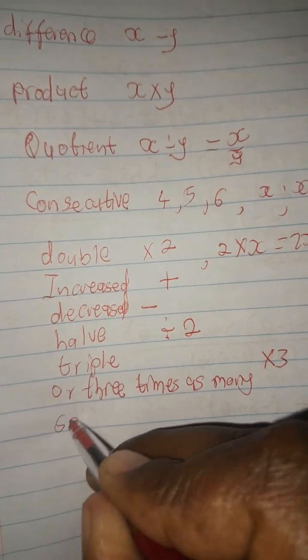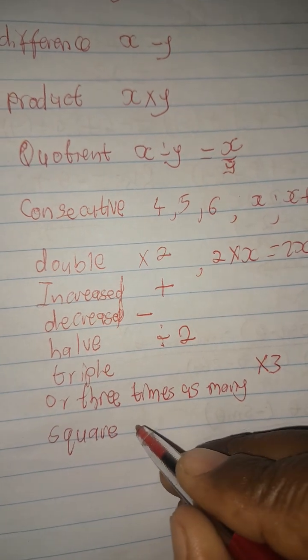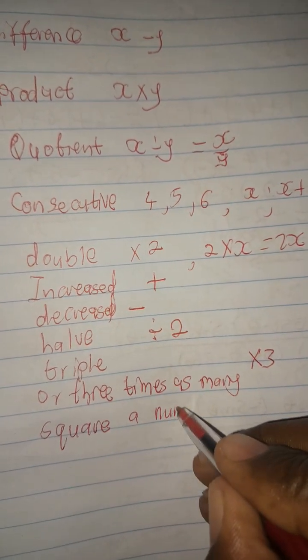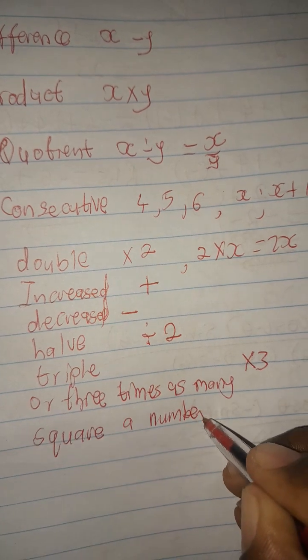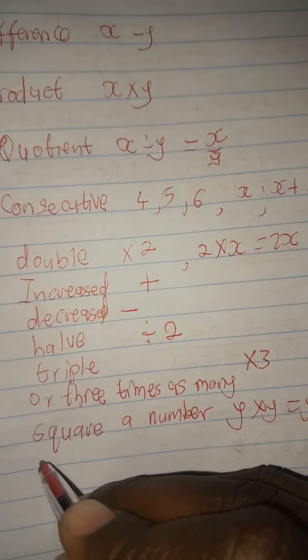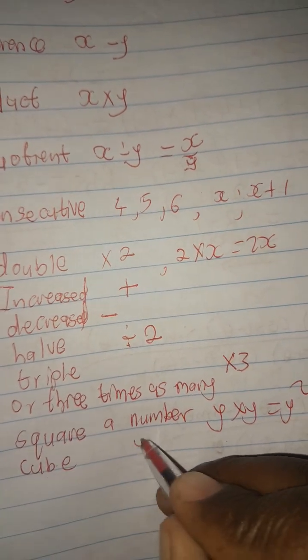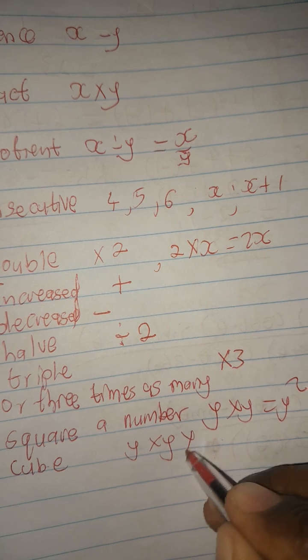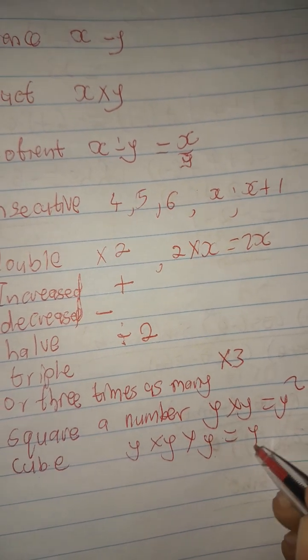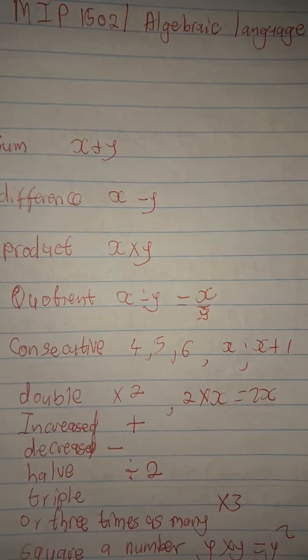Then square number. When they say square number, that means that thing is y multiplied by y, which is y squared. So if it's cube, that thing will be y multiplied by y multiplied by y, which will be y cubed. So these are the terms that you need to be familiar with.